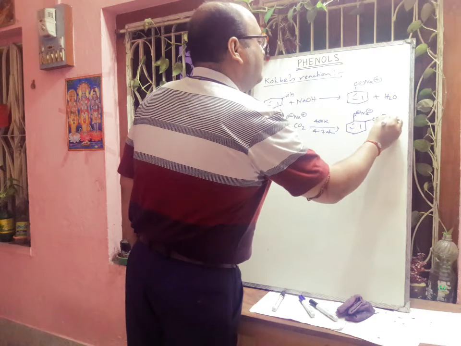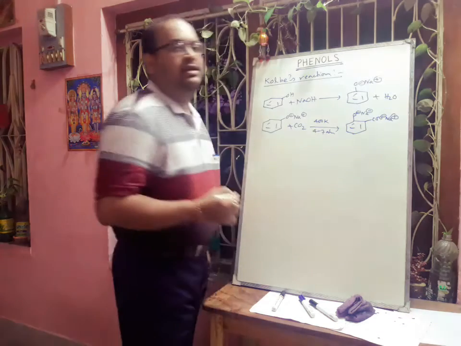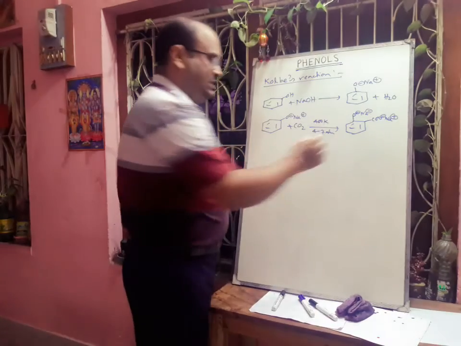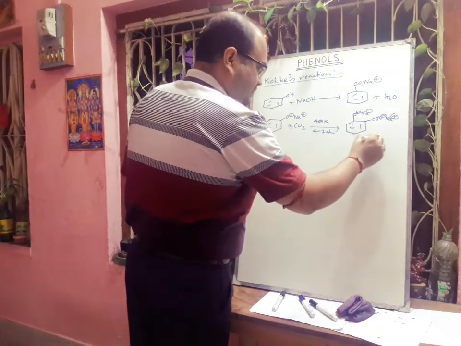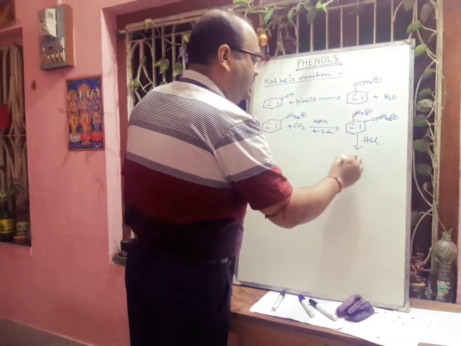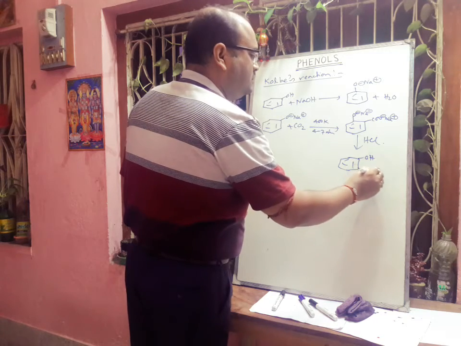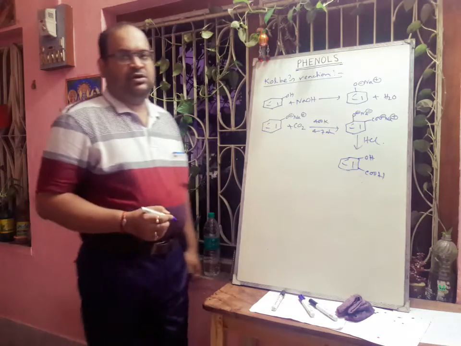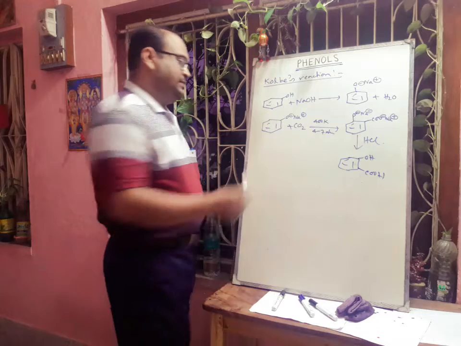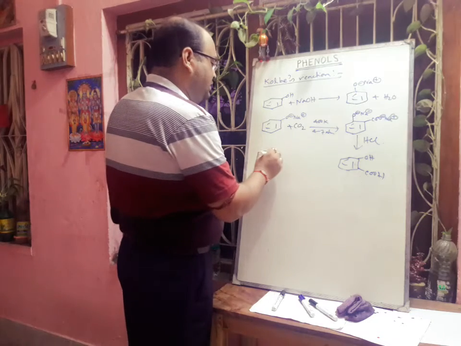COO minus Na plus. Then we have to add acid. So acidic workup will produce the salicylic acid. Now what is the mechanism here?